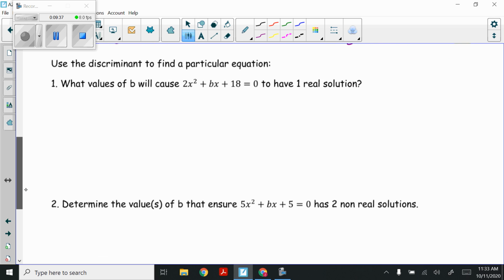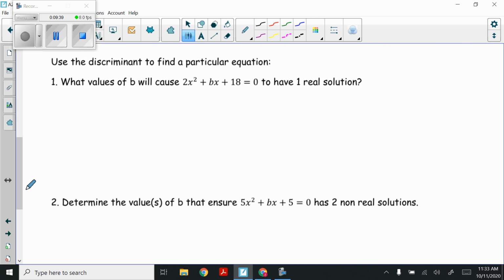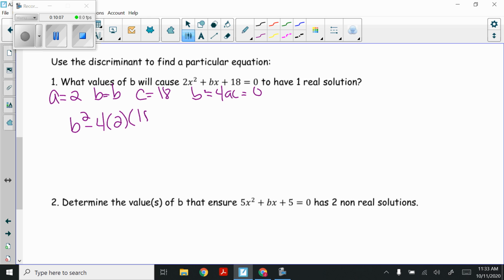All right, so now the last thing we need to look at is using the discriminant to find a particular equation. So what values of b will cause 2x squared plus bx plus 18 equal to 0 to have 1 real solution? Okay. So let's set it equal. So again, a equals 2, b is what we're looking for, c equals 18. b squared minus 4ac equals 0. This is what I'm wanting to solve. So b squared minus 4 times 2 times 18, when will that equal 0?